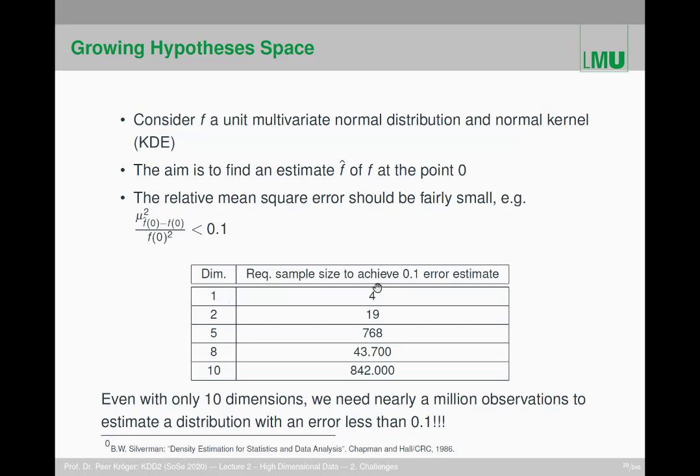In a one dimensional feature space, you just need 4 samples. Okay, easy. In 2 dimensions, you already need 19. In 5, you already need 700 something. In 10 dimensions, you already need nearly a million observations just to estimate a normal distribution with an error less than 10%. I mean, 0.1, that's 10% error. Come on. Yeah. So even in 10 dimensions, you need a lot of samples to properly estimate a very simple form of distribution. Yeah? So, yeah, hard problem.